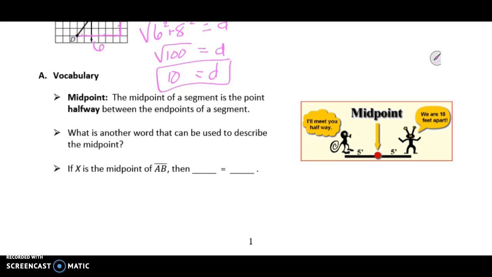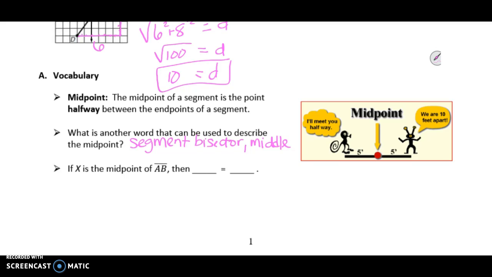Okay, so for the midpoint, another word that could be used to describe the midpoint, fancy, would be the segment bisector. This is the point that cuts it in half. You could also call it the middle. I would refrain from using center because that sounds like you're talking about a circle, and we're not.